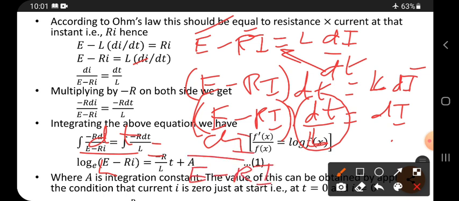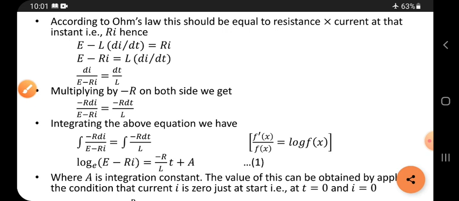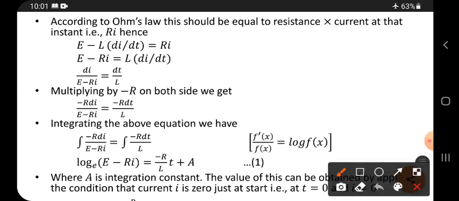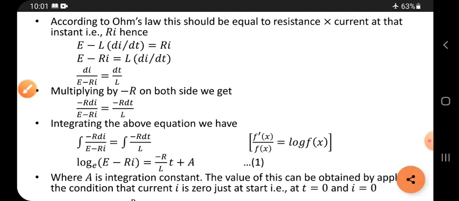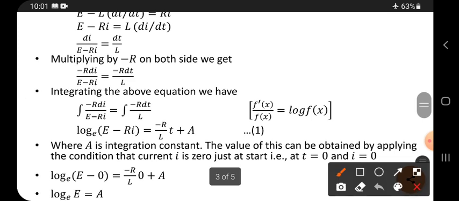So this is written here. di by E minus Ri is equal to dt by L. So like this it comes. Now what we have to do? Multiply by minus R on both sides. So minus R this side and minus R this side. Now integrate on both sides.